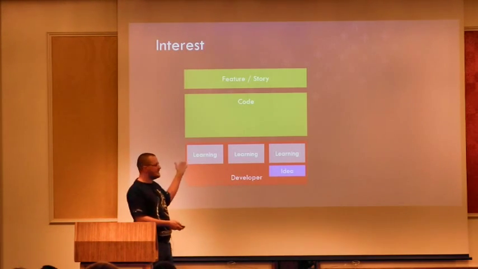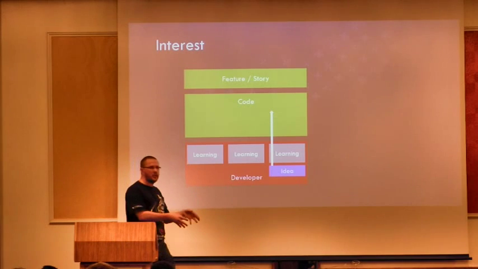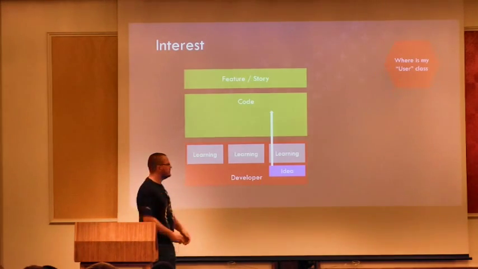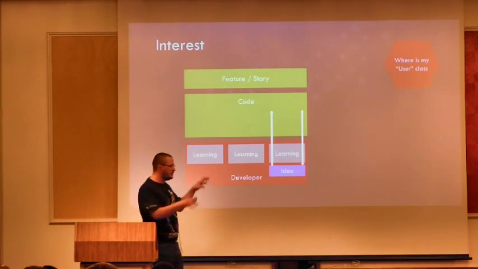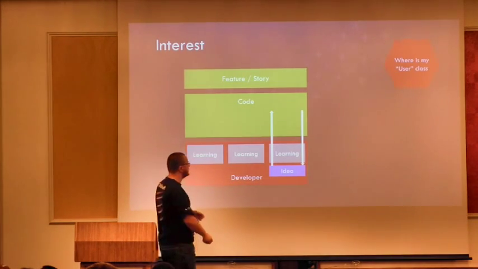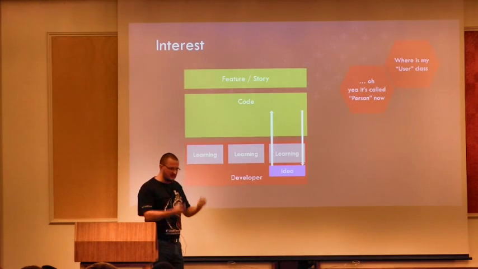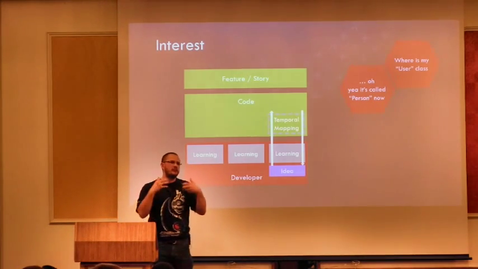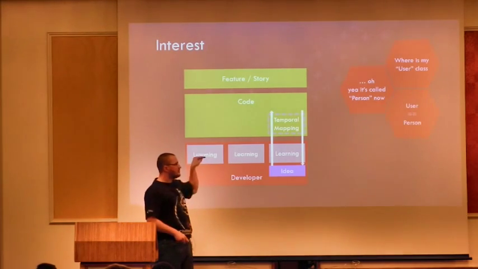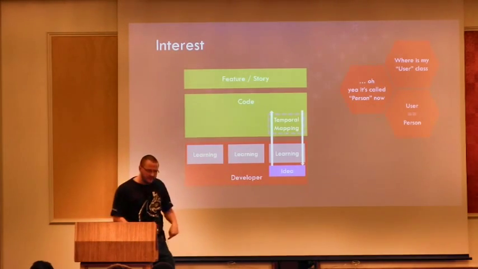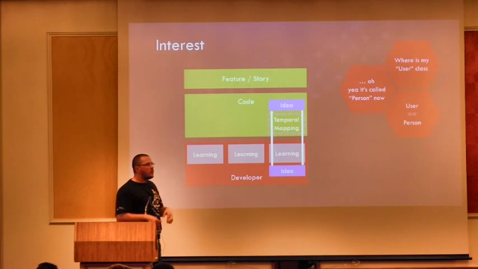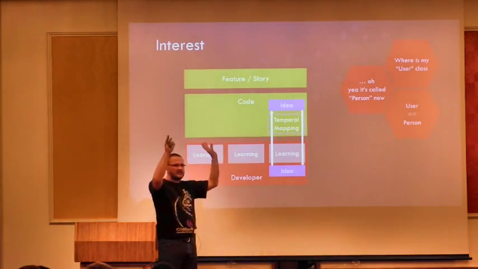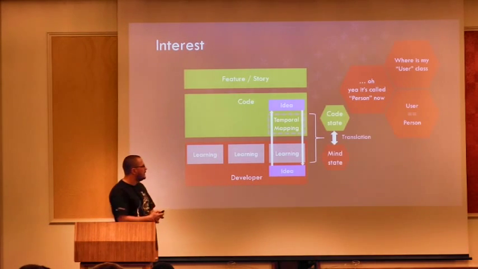Okay, so the dev has an idea, and he wants to put it into code. So he goes and tries. Then he goes, where's my user class? What's going on? Then he has to read through the code, goes spelunking a little bit, and goes, aha, it's called person now. Yes, okay, I can do my code. But what he's done is he's built up a temporal mapping. He now, in his head, has to remember user is equal to person, right? And once he's done that, he can materialize his idea into code. He can say, yes, I understand now, I can do the code.